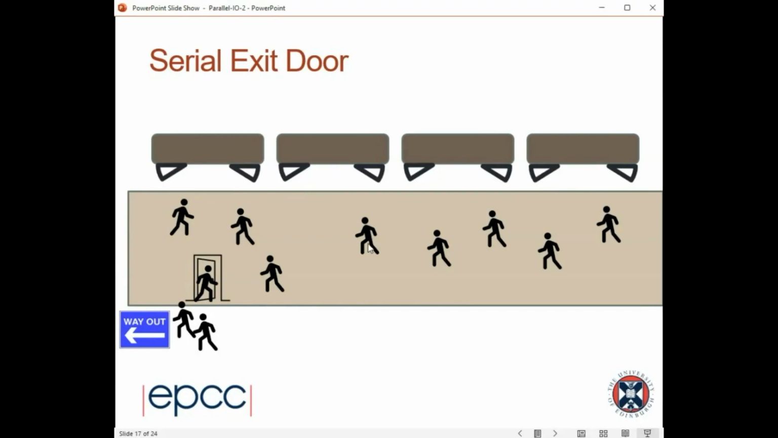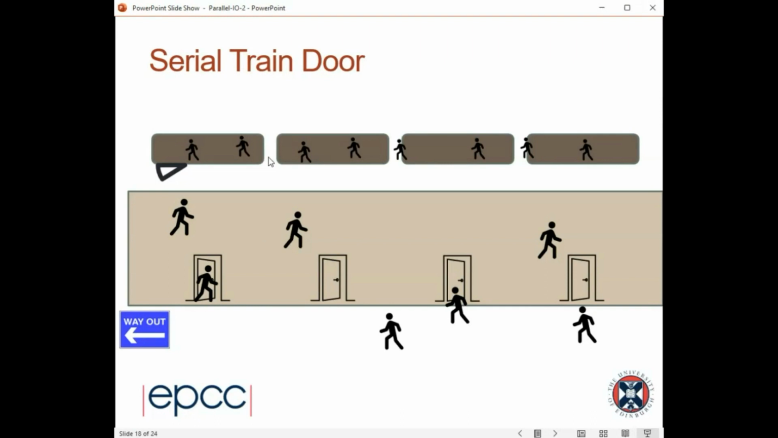People are going to be able to leave the train very rapidly, but then they're going to have to queue up to access this exit door. So that is showing you that if you don't have parallel storage for your files, there's going to be a bottleneck at the very end point. Accessing the file is going to be the bottleneck, like having a serial exit door from your platform.